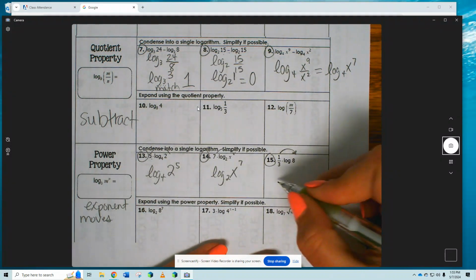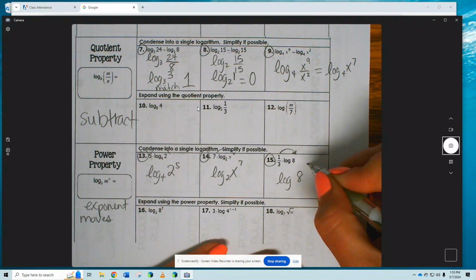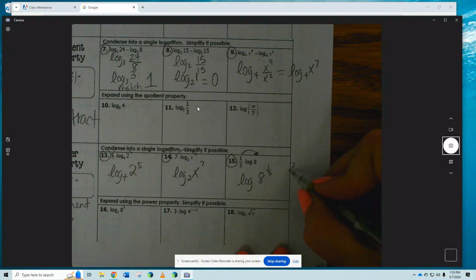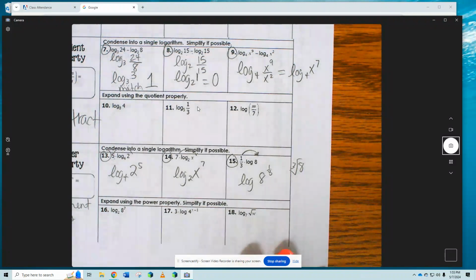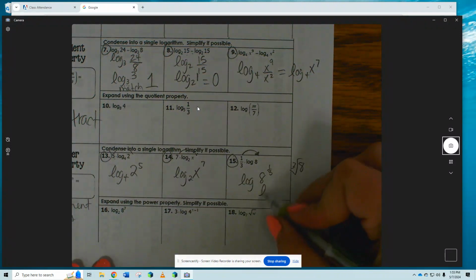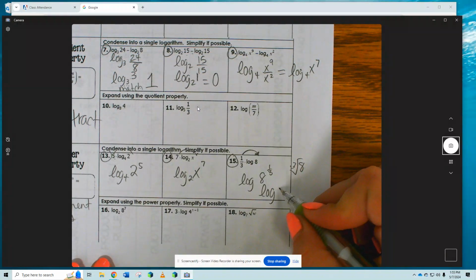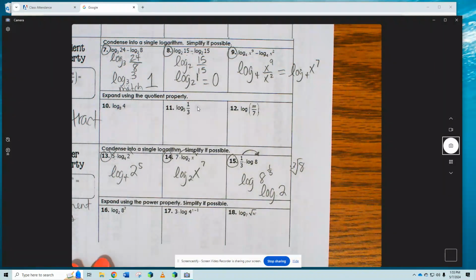Where do I put the 1/3? Oh, you know what? 8 has a cube root. Because isn't 1/3 power the same as the cube root of 8? What is 8 to the 1/3 power? Cube root of 8. What times what makes 8? So you just put, it's still a base 10, but the 8 and 1/3 reduces.